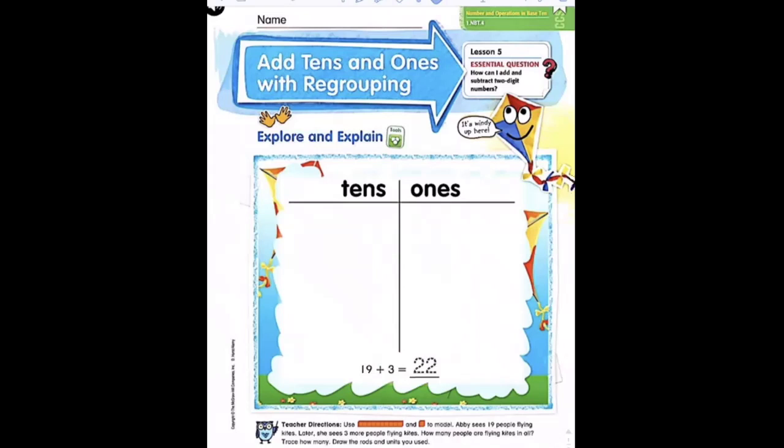So right here, it says add tens and ones with regrouping. Okay, so we have 19. We have 19 plus 3 equals 22. Okay. So we're going to be drawing our model. That's why I was telling you that you had to be drawing your models yesterday and Monday, because it was very important for the regrouping. Okay, so how do I write 19 with a model?